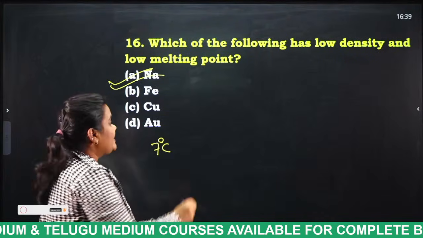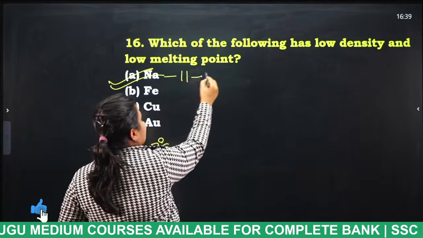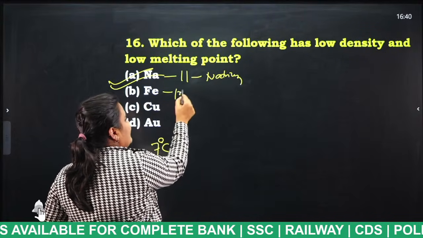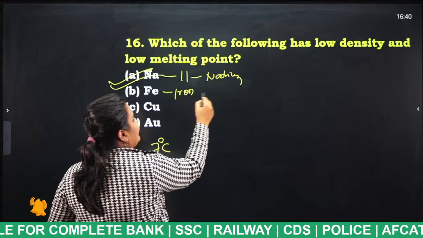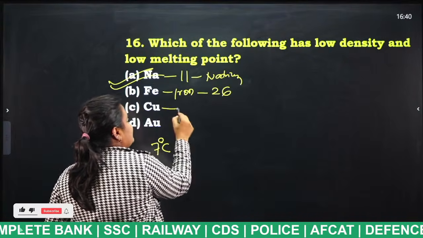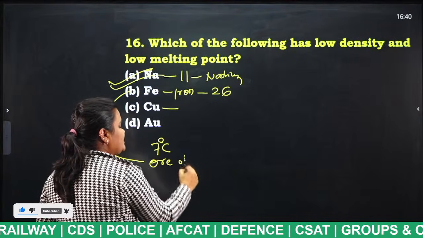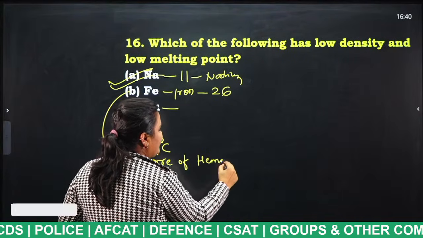What is the atomic number of sodium? 11. And what is the full form of this sodium? Natrium. Ferrous, it is the chemical symbol for iron, and the atomic number of iron is 26. And what is the ore of iron, students? Hematite. This is also very, very important.